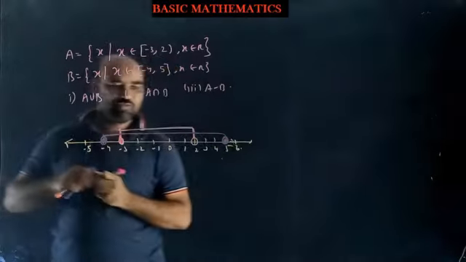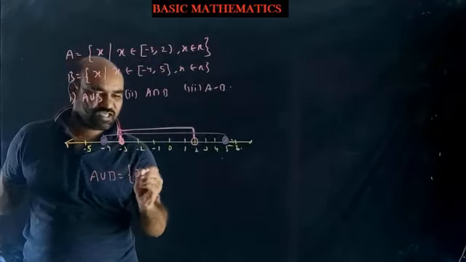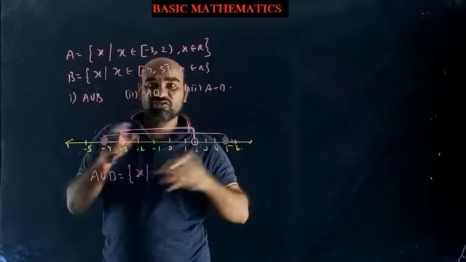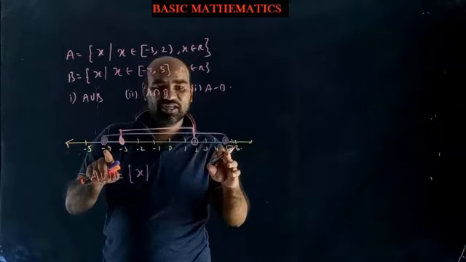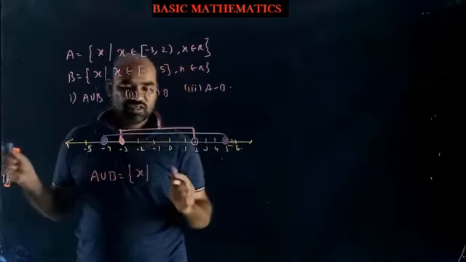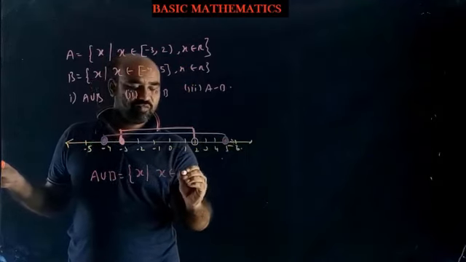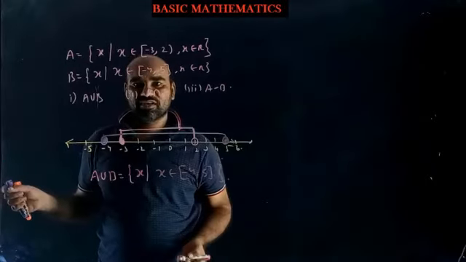First of all, A union B you want. A union B means all elements. Union means you need to combine all the elements. Minus 4 to 5. So what happened? X belongs to closed minus 4 to closed 5. This is A union B.